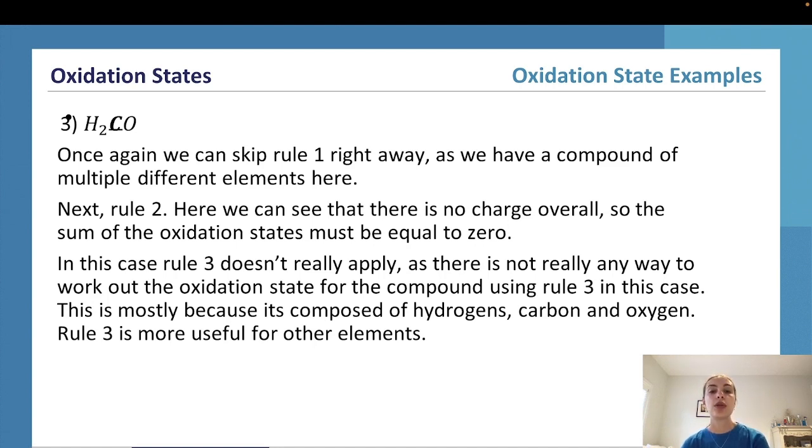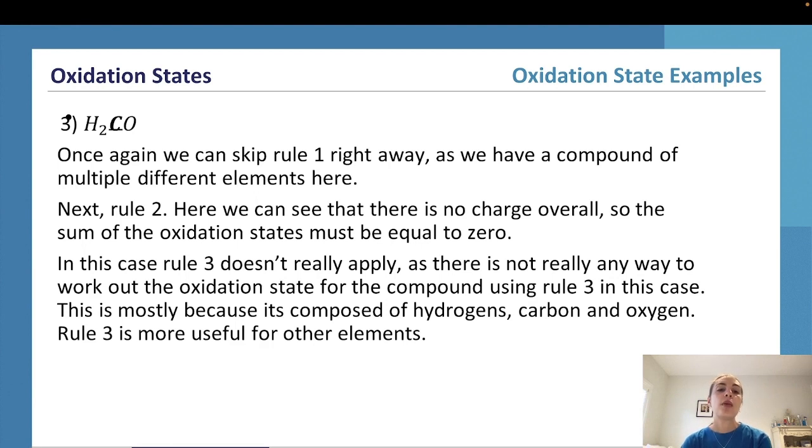With rule number 2, we can see that there is no charge overall, and so the sum of the oxidation states needs to be equal to 0. Like anything which doesn't have a charge on it, the entire molecule is going to have an oxidation state of 0.